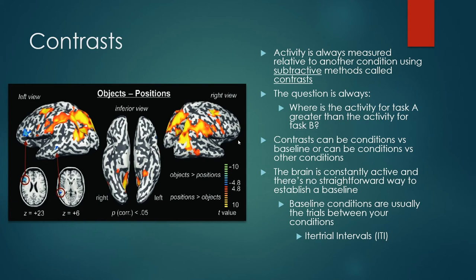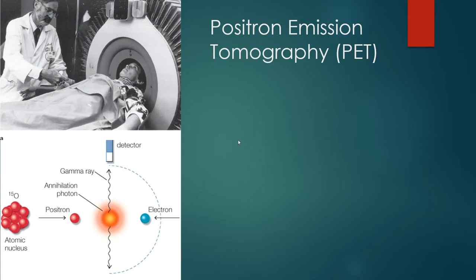But the idea that a contrast is a subtractive method is a really, really important topic. This is how all PET and MRI works. So PET was the one that was used first. Posner and Raichle did this contrast with PET imaging at first.